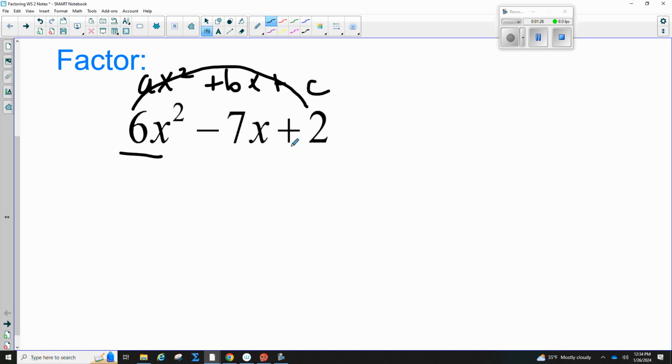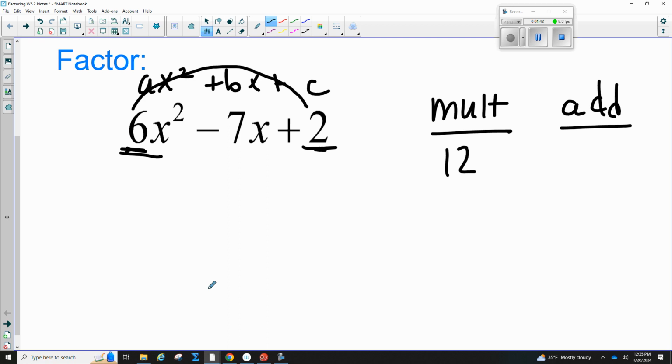So I'm going to multiply the first thing times the last thing. So we actually need 2 numbers that multiply to be positive 12 because that is 6 times 2. And then we need 2 numbers that add to be the middle number just like before. All right, so instead of just multiplies to the last number, it's multiplies to the first times the last, and then adds to the middle number. Some of you guys don't have notes out, and that scares me a lot, so I would write this down somewhere. All right, what 2 numbers multiply to positive 12 and add to negative 7?